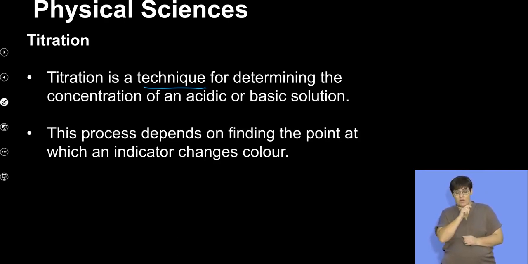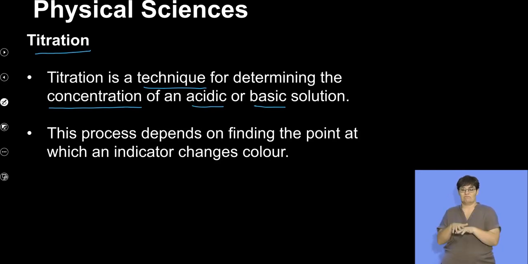So we want to use this technique of titration to determine an unknown concentration of an acid or a basic solution. This is in the context of a reaction between an acid and a base. One of the two, we know its concentration; the other one, we do not. So this process depends on finding the point at which the indicator changes color.